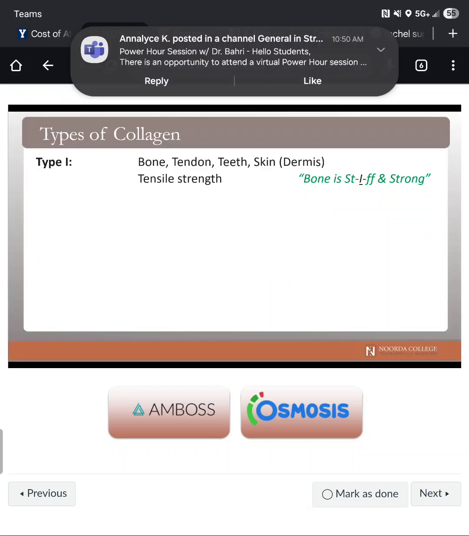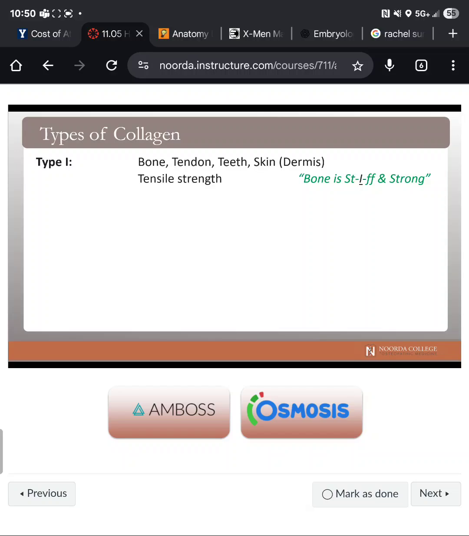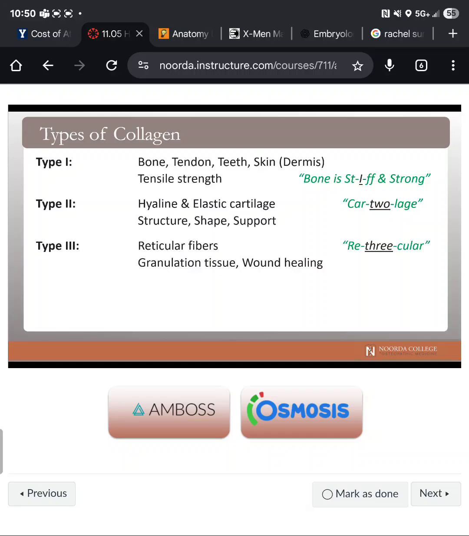Now we're going to focus on type 1, 2, 3, and 4 in this lecture. Type 1 can be seen in bones, tendon, teeth, and skin. It has tensile strength. Type 2 is commonly seen in cartilage, hyaline, and elastic types, mainly function as structure, shape, and support. Type 3 collagen is seen in reticular fibers, and we usually see this in granulation tissue and wound healing, as well as for support.